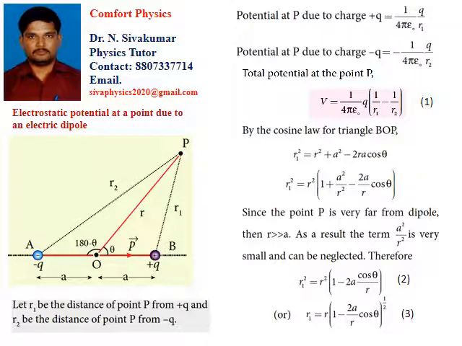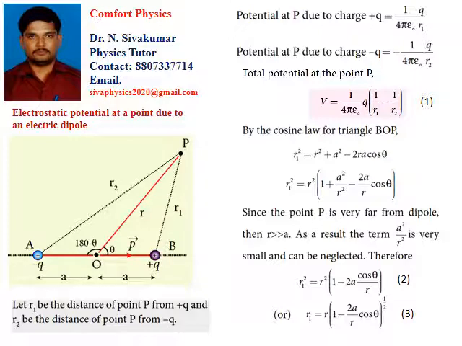Therefore here angle POB will be theta. Therefore the angle POA becomes 180 minus theta. Already we have discussed the electric potential at a particular point. Here the potential at point P due to the positive charge is 1 by 4 pi epsilon naught q by R1. Similarly for the negative charge it becomes minus 1 by 4 pi epsilon naught q by R2. So the total potential at point P is the sum of these two, that is V is equal to 1 by 4 pi epsilon naught q into 1 by R1 minus 1 by R2. Let us consider this as equation number 1.